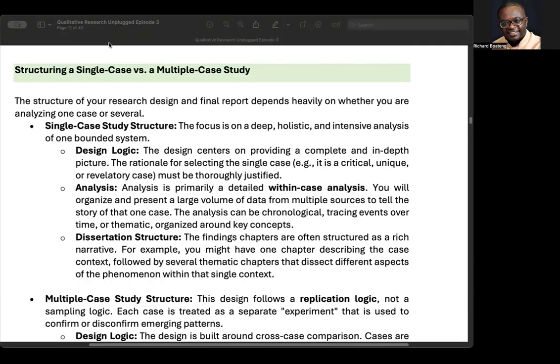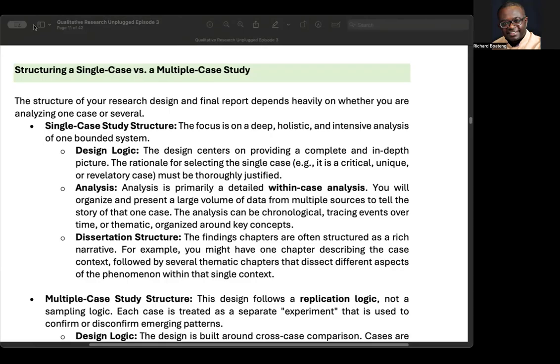So you need a strong reason for picking just one. Yes, your justification for selecting that single case, maybe it's a unique case, a critical test of a theory, a revelatory case, must be really strong and clearly articulated. The analysis is primarily within-case analysis. You organize the large volume of data from multiple sources to tell that one case's story, perhaps chronologically or thematically. And the dissertation structure might reflect that. Often, yes. The findings chapters might present a rich narrative account of the case, maybe one chapter setting the context, and then subsequent chapters dissecting different themes or aspects within that single context.